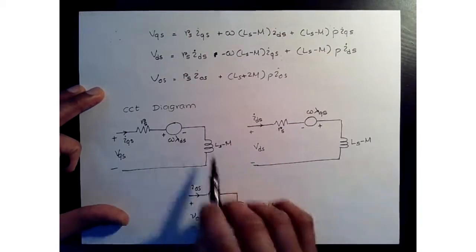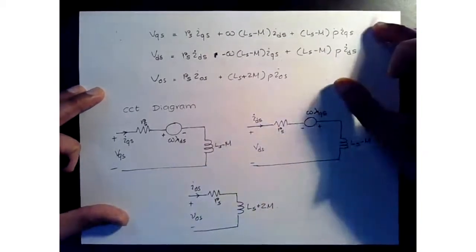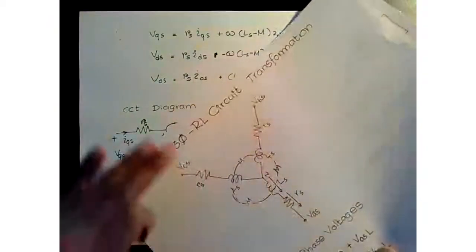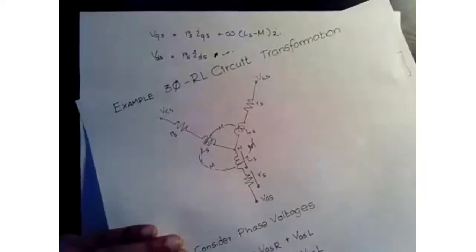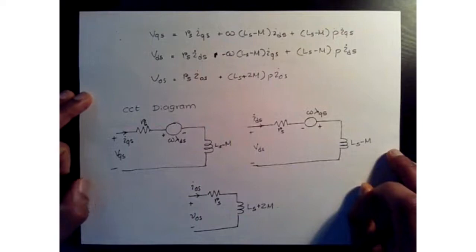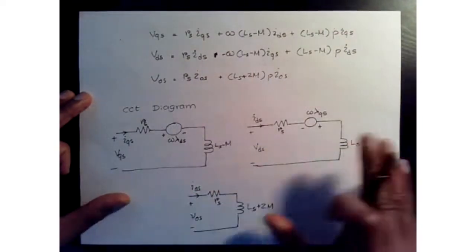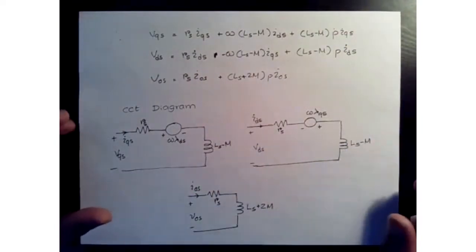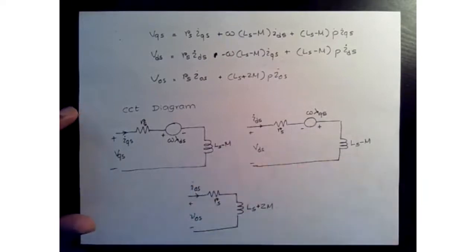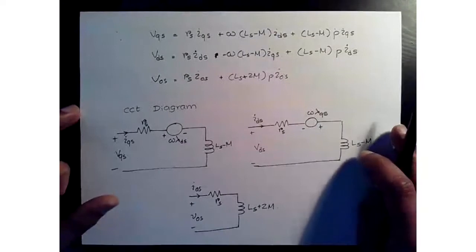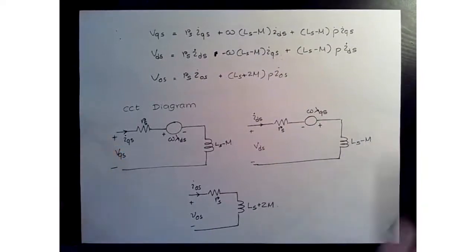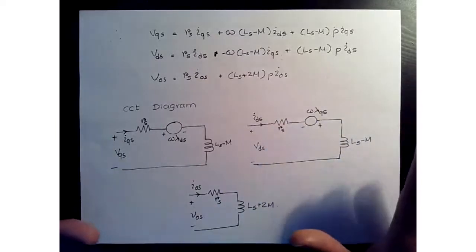Okay, so this is what happens when you transform this three-phase RL circuit into this reference frame using the transformation. Depending on what type of a reference frame you're using, we can drive some of these voltages to zero. So that's an advantage that we are going to have when we analyze a machine. Okay, so this is just an example.